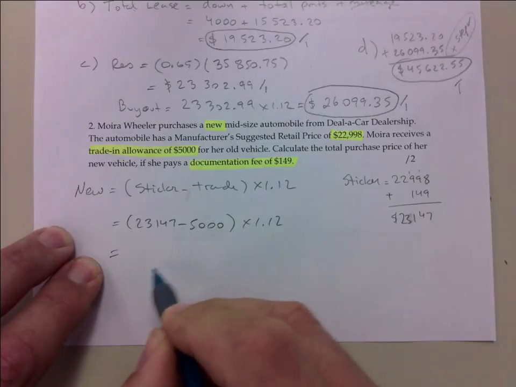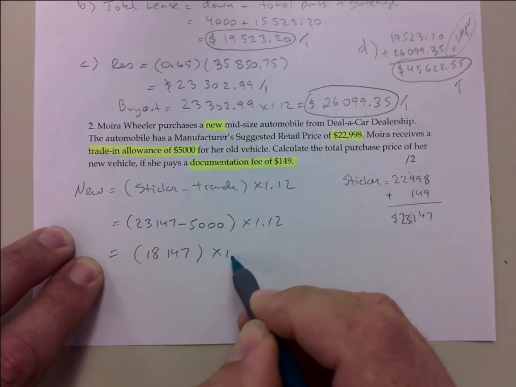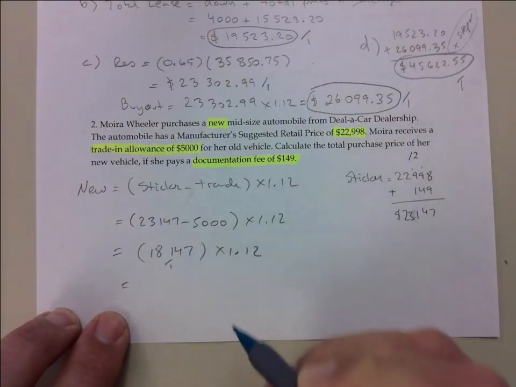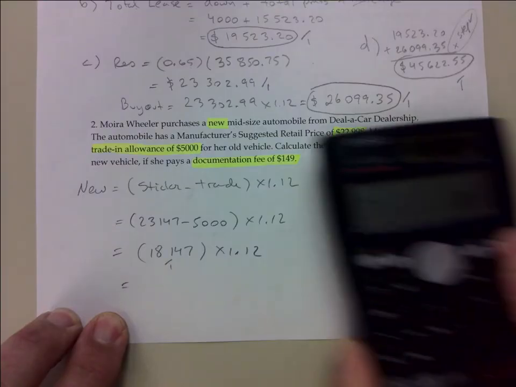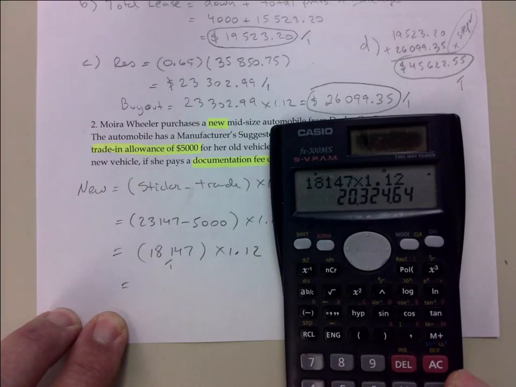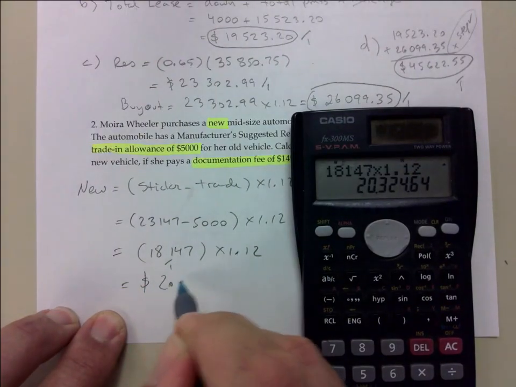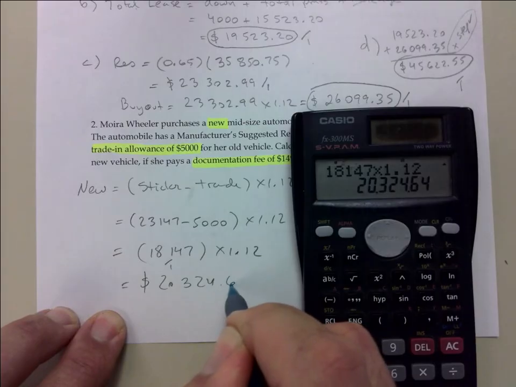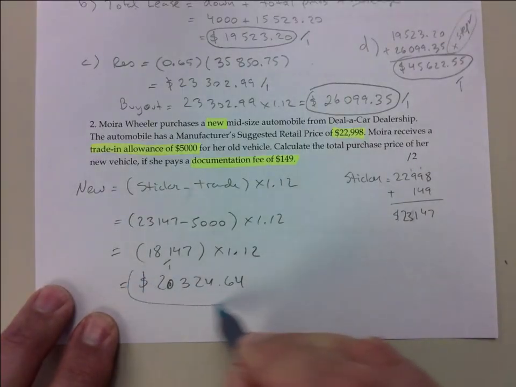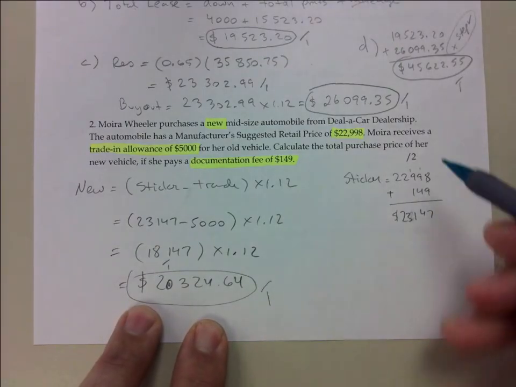If I see this number right here, which is 18,147, you already get a mark. If you, on top of that, multiply by 1.12 and add taxes to it, you get this, $20,324.64. That's another mark. So in total, 2 marks, right?